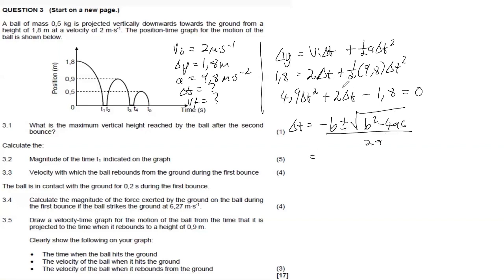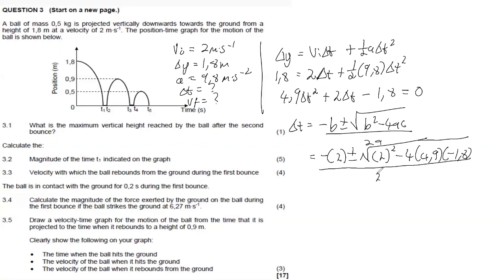Now, looking at this, we can see that our B here is 2. So substitute the 2 there. And then again here, substitute the 2, and then it's square. Now, the A is 4.9, but C is negative 1.8. And then all over 2 times 4.9. Now, we know that with the quadratic formula, two solutions will be produced, which is the first one is 0.44 seconds, and the other one is negative 0.84 seconds.